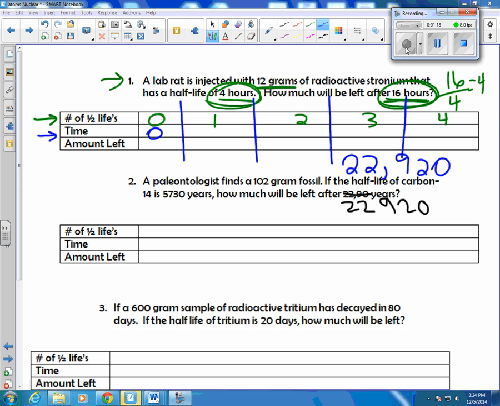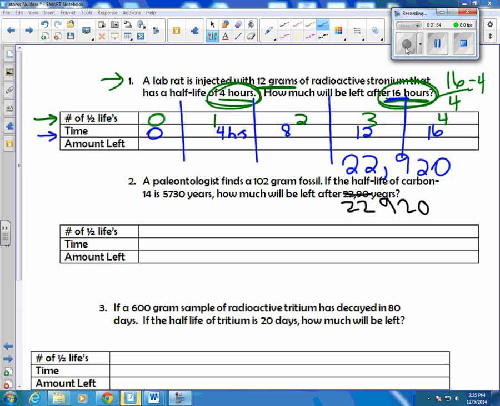Now each half-life is 4 hours. So after one half-life, 4 hours have gone by. For 2 half-lives, you can either do 4 times 2, which gives you 8, or just add 4 plus 4, which gives us 8. Another half-life goes by, 8 plus 4 gives us 12, and eventually another 4 hours goes by, 12 plus 4 gives us 16. And we double check, we should be ending with 16 hours, so we're good to go.